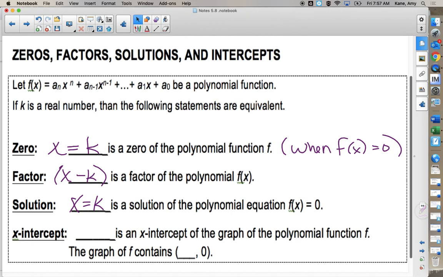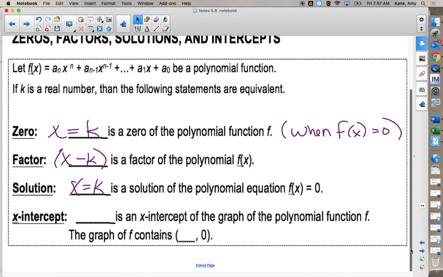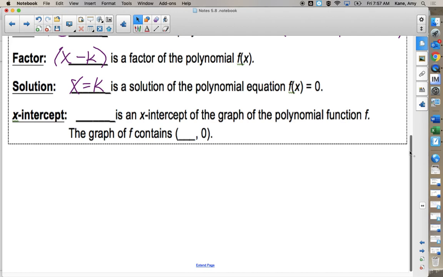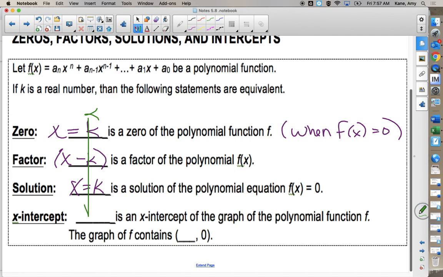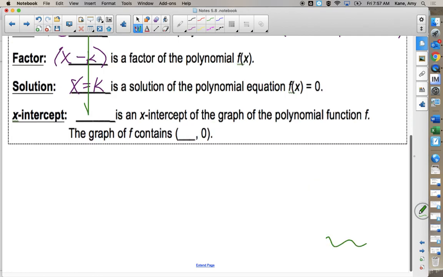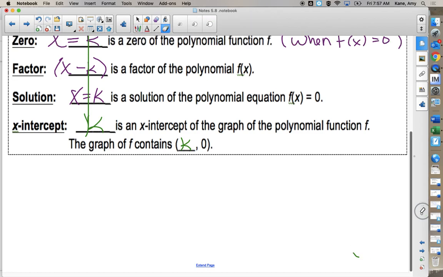The last part is an x-intercept. An x-intercept is just written slightly differently, and you can kind of cheat by reading the rest of the sentence. An x-intercept is written as an ordered pair. So instead of saying x equals, k is an x-intercept if it is written as k comma 0. An x-intercept is a point on the x-axis. It's the same thing as the solution for x. It's the same thing as a 0 for x. They all mean the same thing. You're just writing it a little differently.